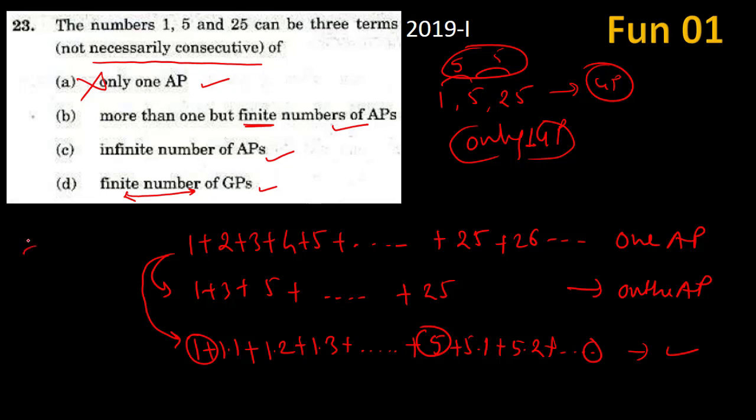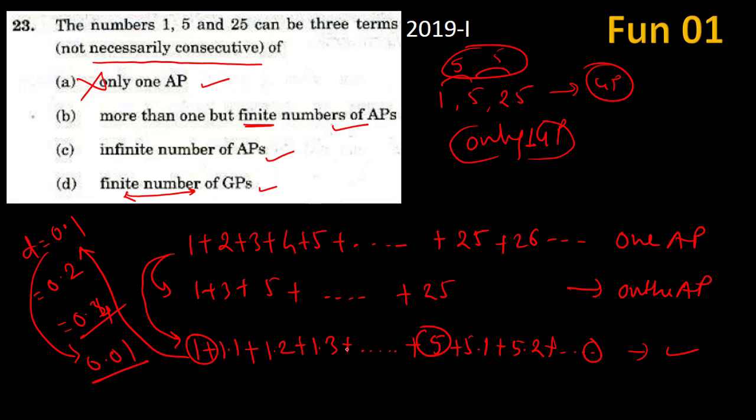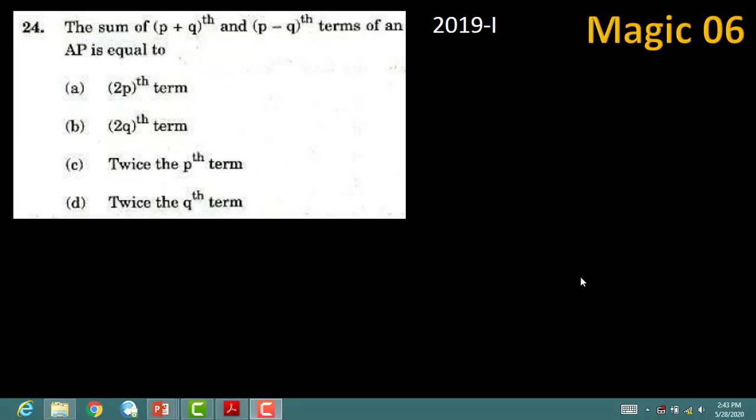Again, if I take the common difference as 0.1, you will get it. If you take the common difference as 0.2, you will get the same thing. If you take 0.4, you will get the same thing. If you take the common difference of 0.01, you will get the AP and you will get all these three terms. So there are infinite number of APs we can form with these three different terms. So go through the fun class number 01, I have discussed this concept. So let's start the next question.